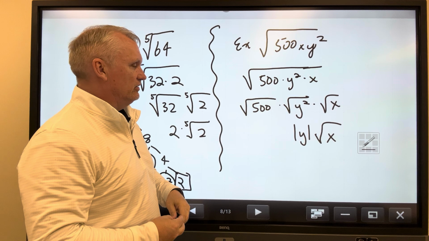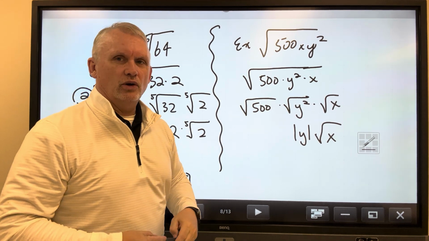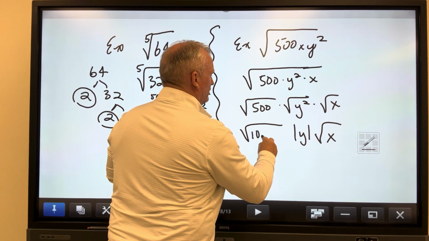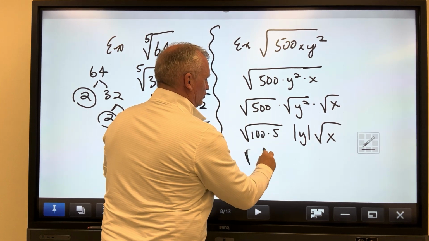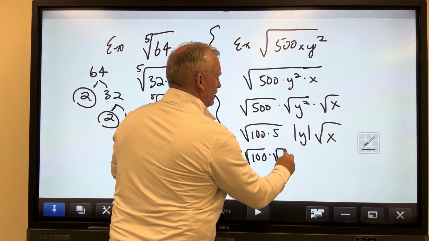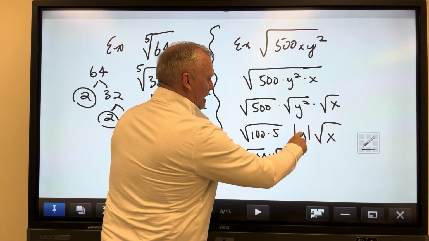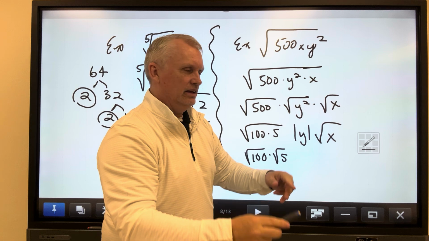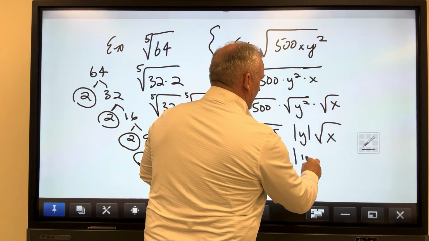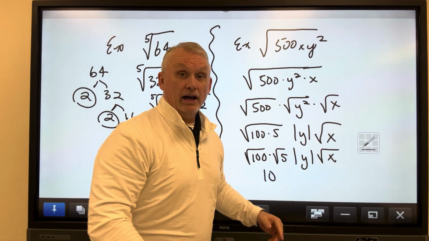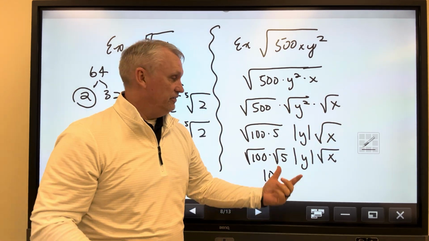Well, let's look at this. What is the largest perfect square that goes into that? Well, probably 100. 100 times 5. The square root of 100 times the square root of 5. Well, the square root of 100 is 10. Now, I'm going to rearrange this because I've got this absolute value of y and the square root of x. I can do the product rule. I can smash them back together to simplify it.